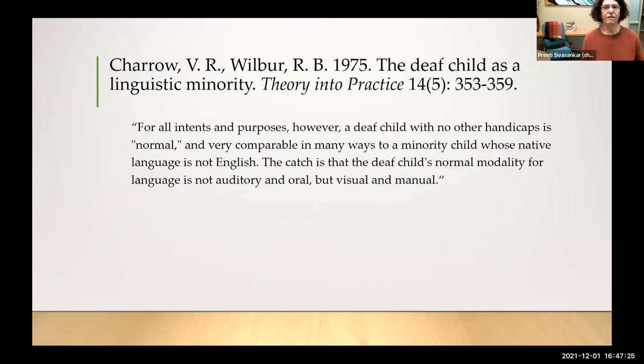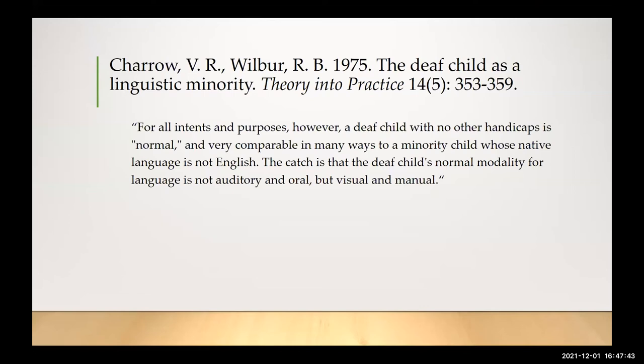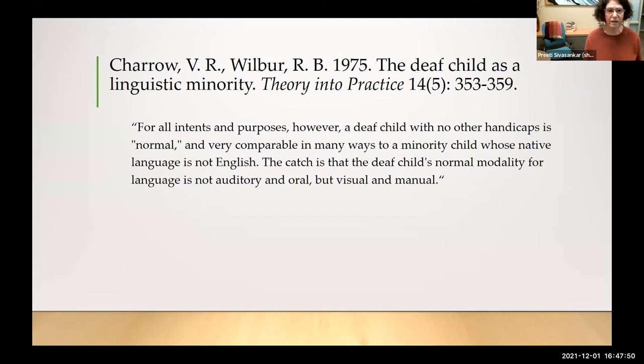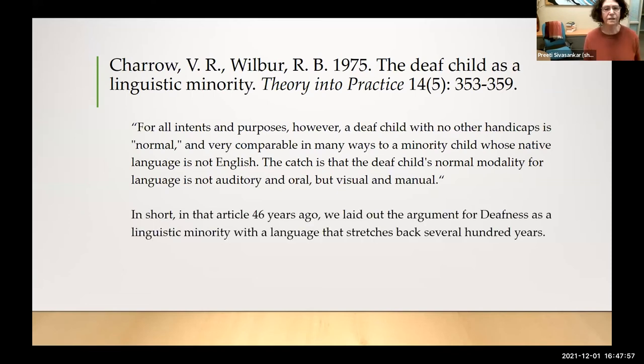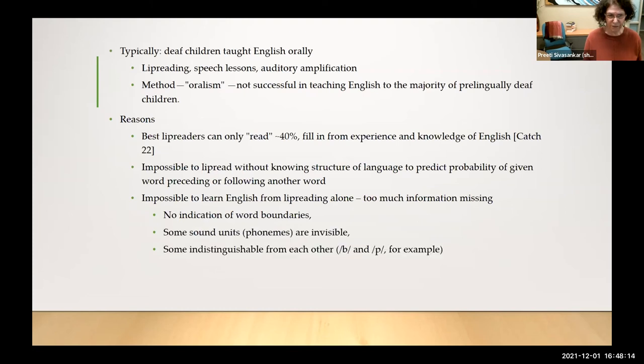In 1975, my colleague Vita Charo and I published a paper entitled The Deaf Child is a Linguistic Minority. And we said, for all intents and purposes, however, a deaf child with no other handicaps is normal and very comparable in many ways to a minority child whose native language is not English. The catch is that the deaf child's normal modality for language is not auditory and oral, but visual and manual. In short, in that article 46 years ago, we laid out the argument for deafness as a linguistic minority with a language that stretches back several hundred years. Okay. I'm going to zip through the next slide. We can come back to that if we need to.